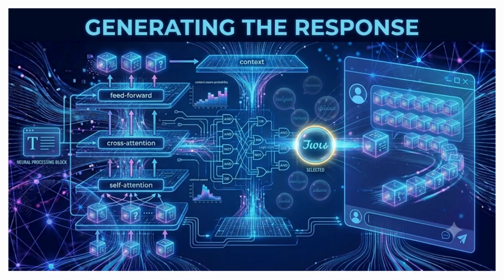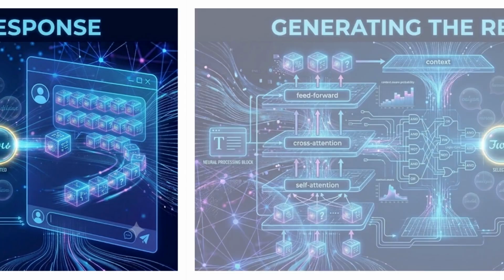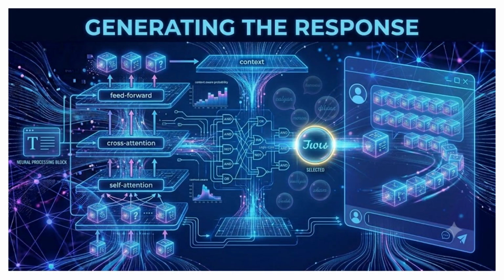Although we see the final answer appear almost instantly, the AI is actually making thousands of predictions in rapid succession behind the scenes. At every step, the model considers grammar, context, sentence structure, and the information it has already generated. This ensures that the response remains logical, coherent, and easy to understand.